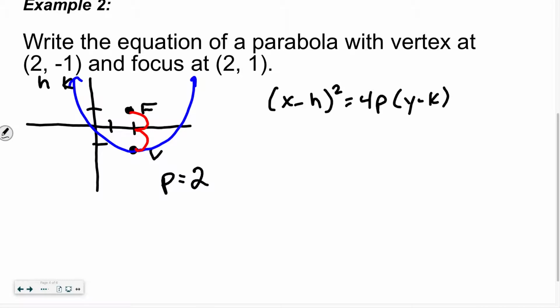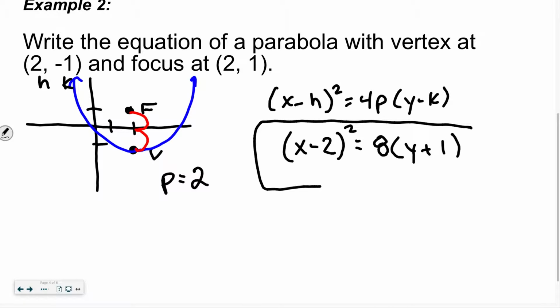So P equals 2, and I could write x minus 2 quantity squared equals 8 times y plus 1. And I have an equation. Be careful not to square this guy. Only square both in ellipses and hyperbolas. Right? Any questions about that?